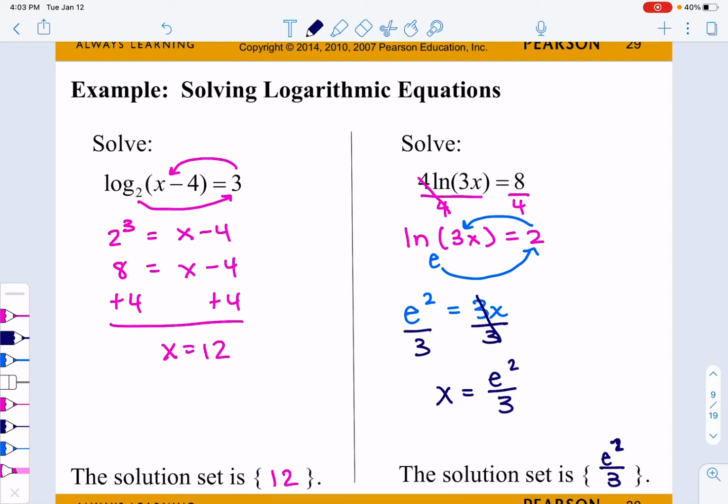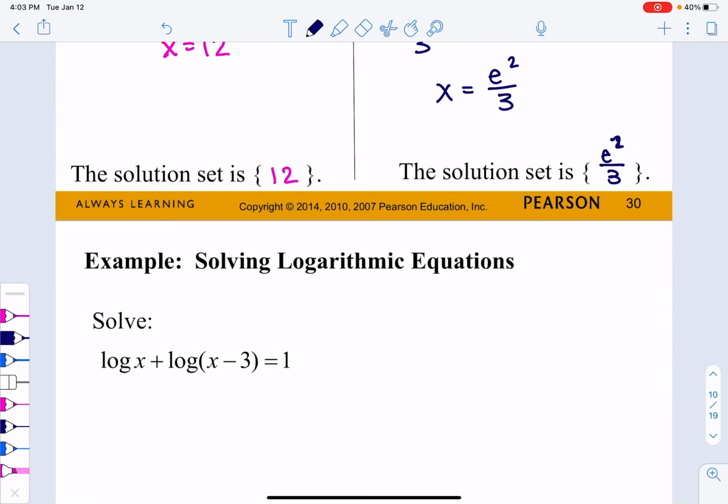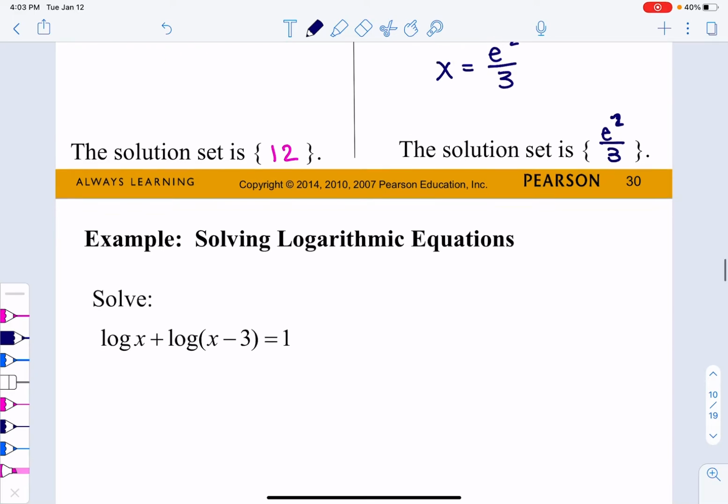Could we get a numerical value for that? Sure. e is just a single number, right? Just like pi is an irrational number, e is an irrational number. We could get a really ugly decimal, but simplest form is just e to the second power divided by 3.